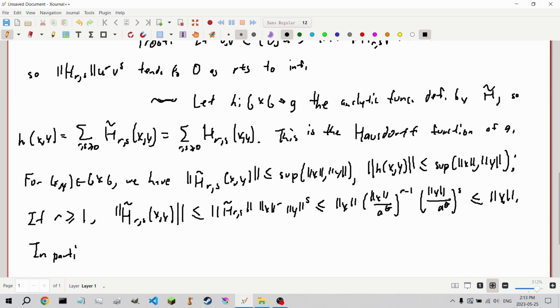In particular, the norm of little h of x and y is at most a to the theta for x and y in G times G.